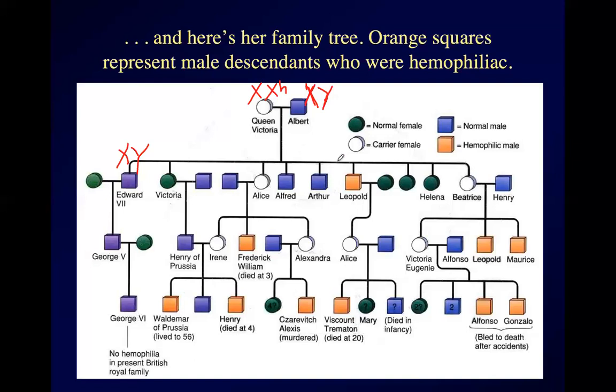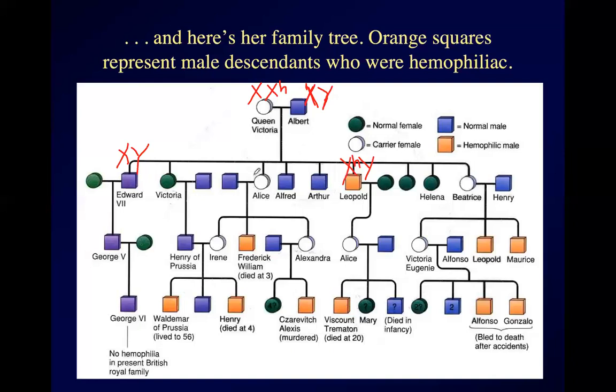Her son Leopold, on the other hand, got a Y from Albert, and just by luck happened to get Queen Victoria's hemophilia chromosome. He was a hemophiliac, and he passed it on to his daughter Alice, and she passed it on to her kids, including Viscount Trematon over here, who was a male hemophiliac and died at the age of 20.